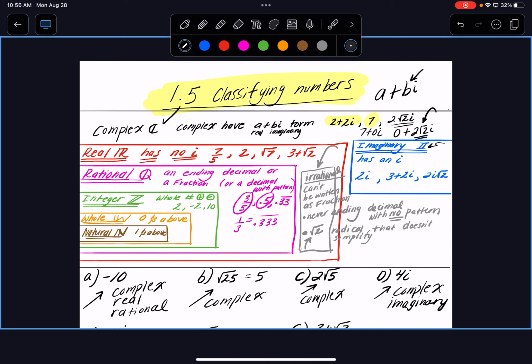So what is an integer? A whole number that is positive or negative. You wrote that down. So I gave some examples: 2, -2, 10. Those are all integers.